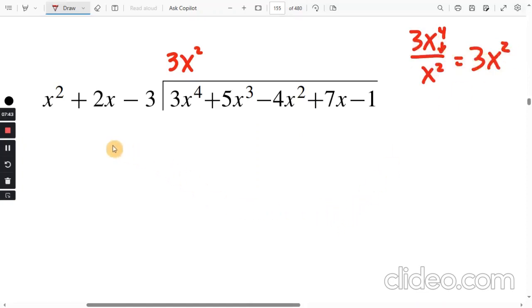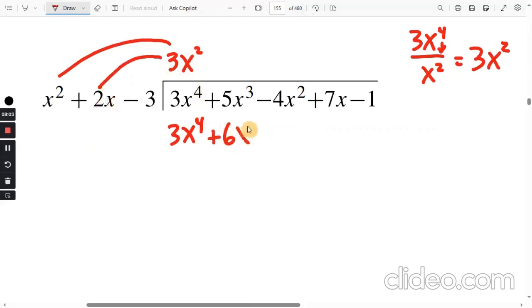And just like before, you distribute. 3x squared times x squared is 3x to the 4th. 3x squared times 2x: do the coefficients and x's separately. 3 times positive 2 is positive 6. X squared times x is x to the 3rd. And finally, 3x squared times negative 3. 3 times negative 3 is negative 9, and x squared, and there's no x here, so it's just x squared.